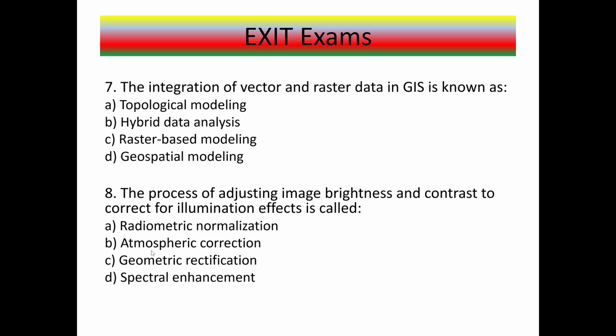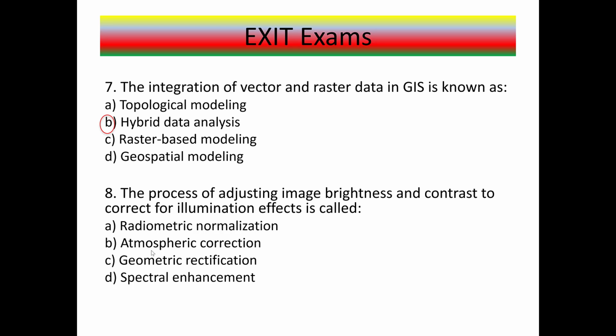Question number seven. The integration of vector and raster data in GIS is known as A, topological modeling, B, hybrid data analysis, C, raster-based modeling, D, geospatial modeling. So this is hybrid data analysis. If we combine raster and vector data in GIS, we call it hybrid data analysis, or the combination of two data models in GIS. Okay, great.